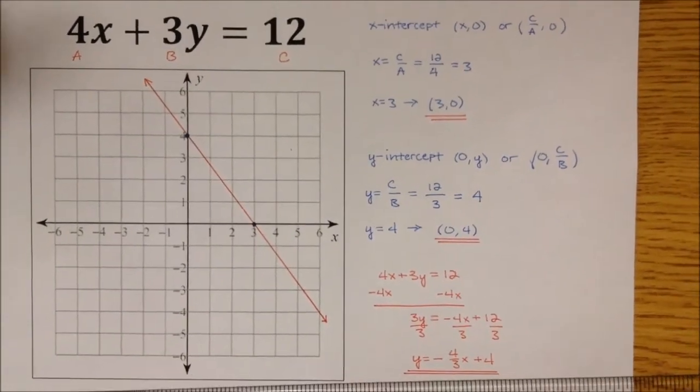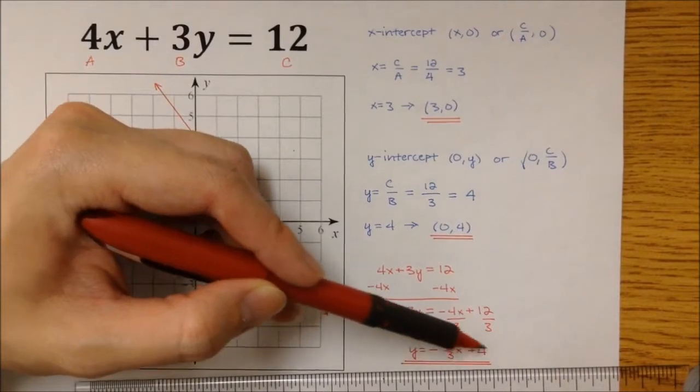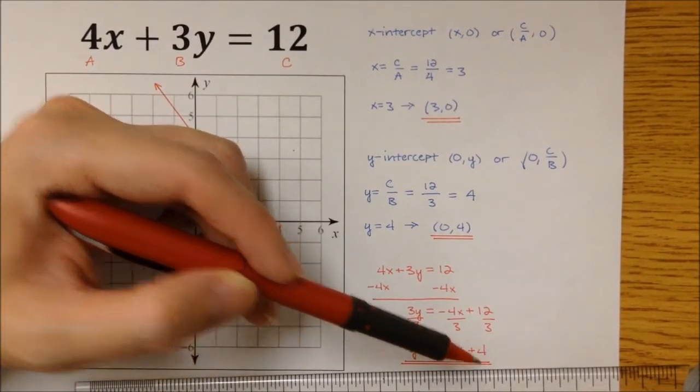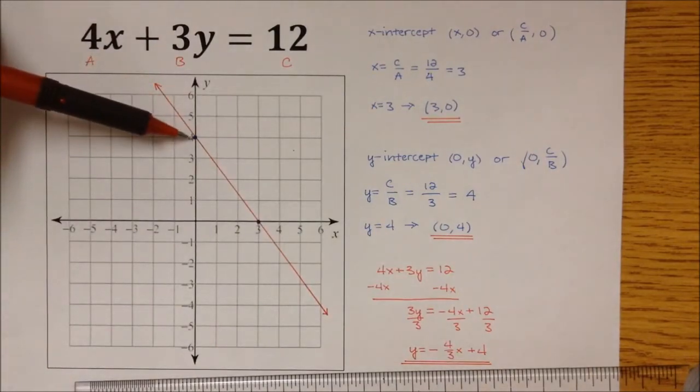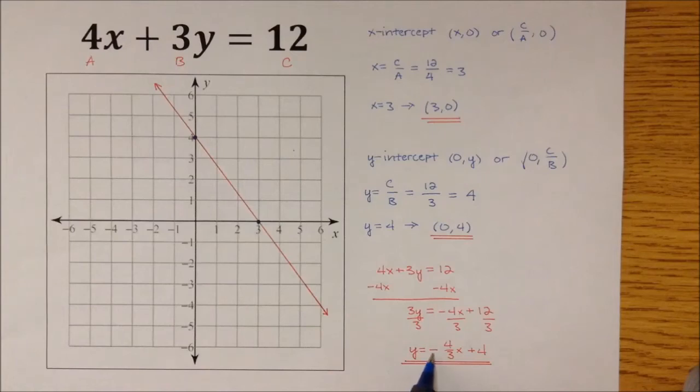Alright? So, let's check. The number by itself, plus 4, since it's positive 4, that's our y-intercept. It's going to be up here, which it is. Now, our slope, it's negative 4 over 3.